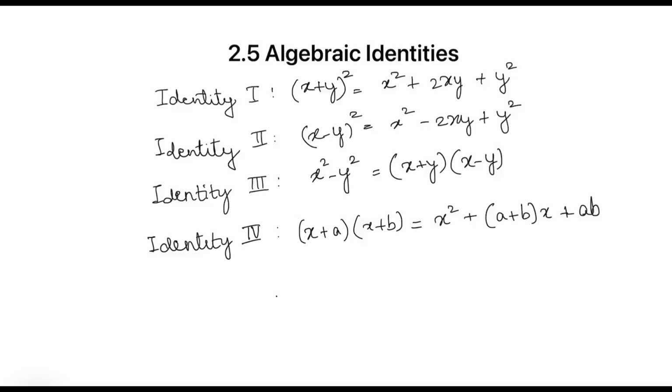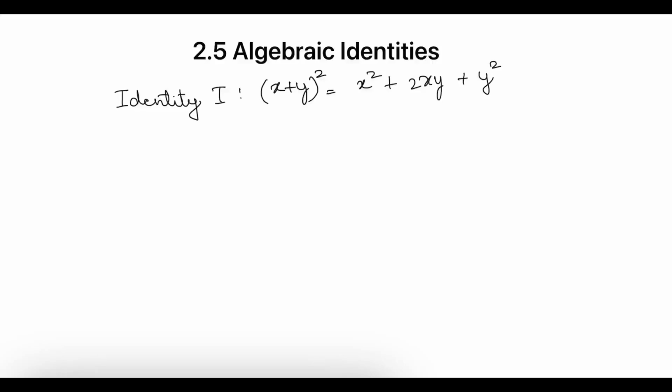Third one is x square minus y square is equal to (x + y) multiplied by (x - y). Identity 4 is (x + a) multiplied by (x + b) is equal to x square plus (a + b)x plus ab. We'll look at certain examples on each of these identities. So let's go have fun. Let's look at some examples for identity 1.